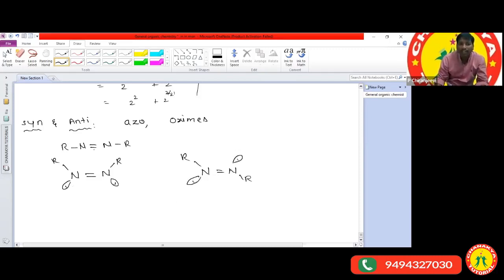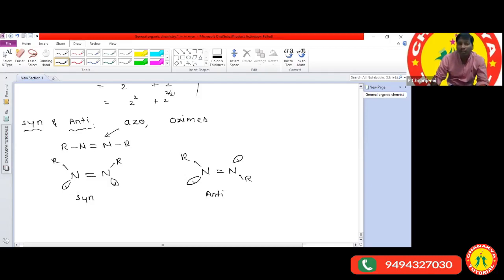Now let us see. These two are examples of azo compounds, meaning N double bond N compounds. In N double bond N compounds, each nitrogen atom has one lone pair of electrons. Which one we consider as syn and which as anti is based on the lone pair of electrons. If the lone pairs of electrons are present on the same side of the double bond, we call it syn. If they are present on the opposite side of the double bond, we call it anti. Okay, now you got the clarity.